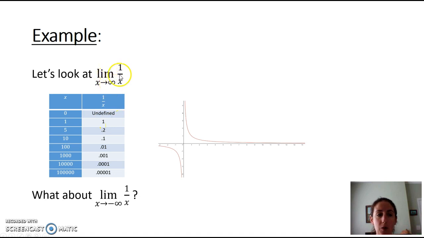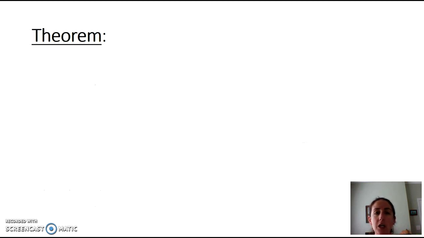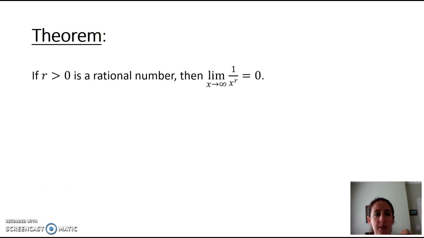So the limit as x approaches infinity of 1 over x is 0, and the limit as x approaches negative infinity of 1 over x is 0. Now, because we're getting an actual value here, equal to 0, which is a finite value, then we know that the line y equals 0 is a horizontal asymptote based on that last definition. So we have a theorem that goes along with this that somebody proved.